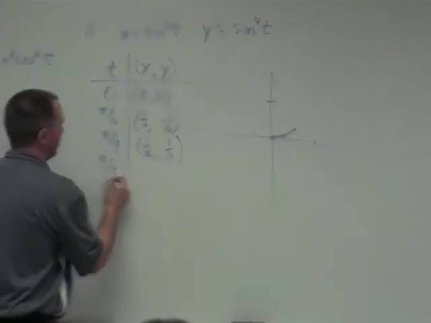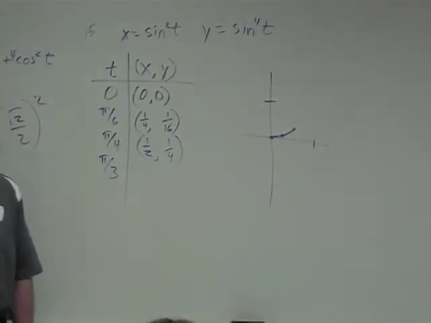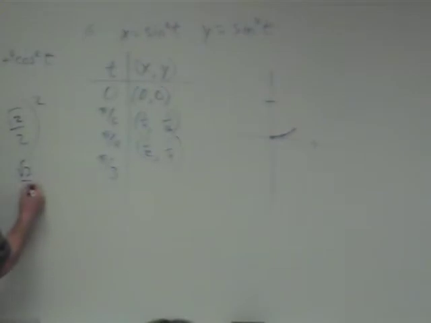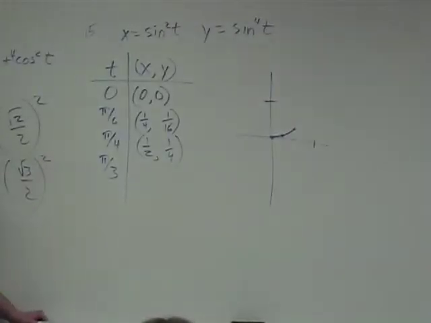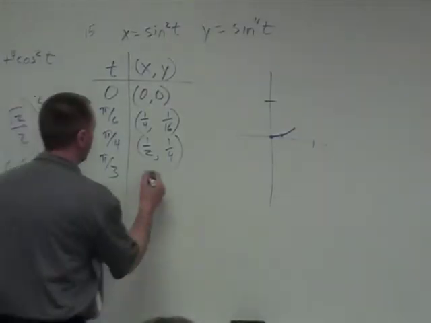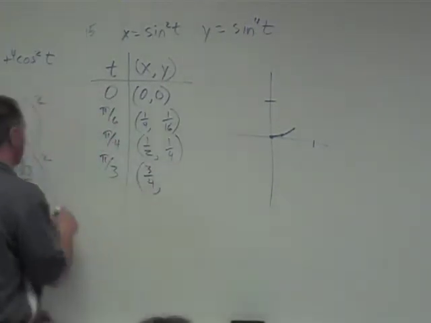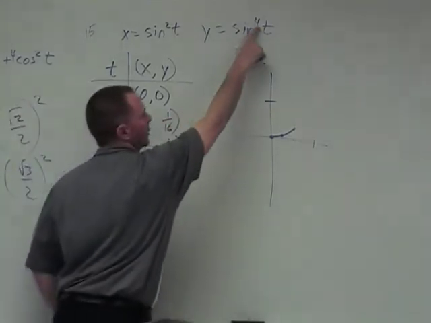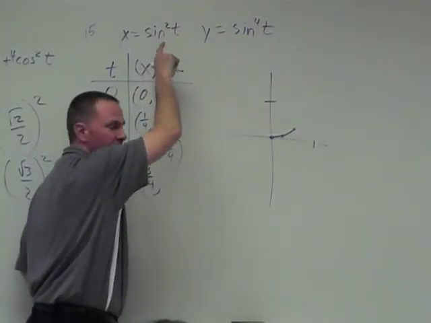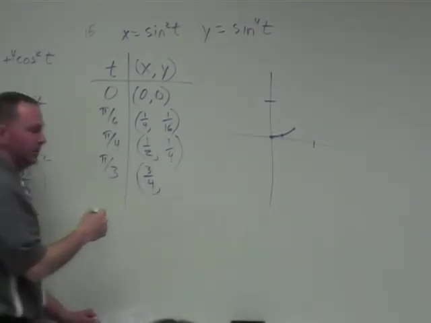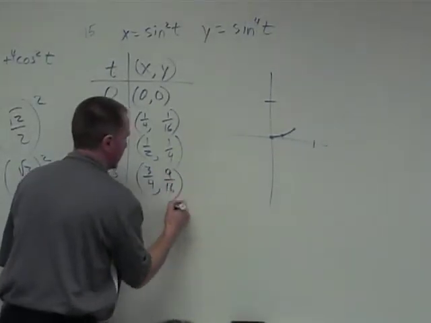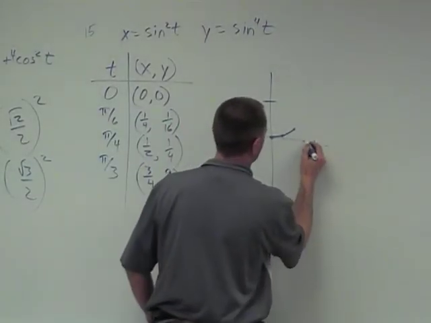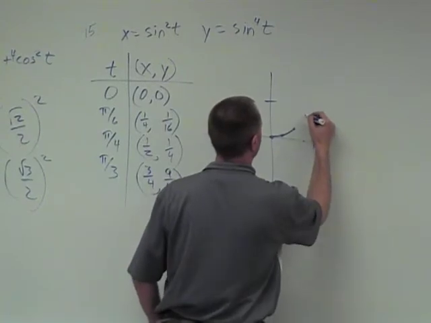Okay, pi over 3. What is the y value of pi over 3? 60 degrees. Radical 3 over 2 squared is 3 over 4. And 3/4 times 3/4. Why am I just taking this and squaring it? To get the y value, because isn't that just the square of this? Okay, so 3/4 squared is 9/16. So at 3/4, we're at 9/16, just over half.